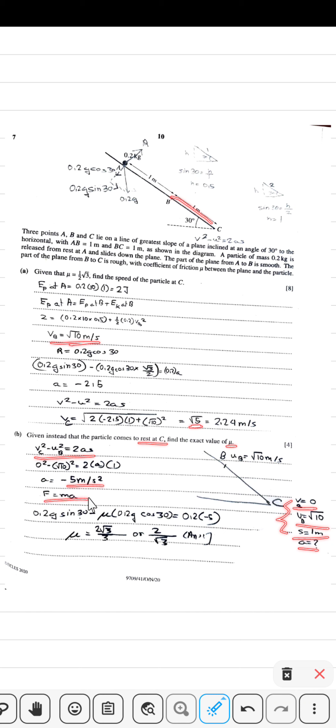We know that the resultant force is equal to mass times acceleration. The resultant force is the downward component of weight minus the upward resistive force, mu R, and R is the vertical component of weight, 0.2 g cos 30. So the downward force minus the upward force is equal to mass times acceleration, which is negative 5 as calculated earlier. We equate this to find the value of mu, which is 2 root 3 by 3, or 2 by root 3. These two values are the same.